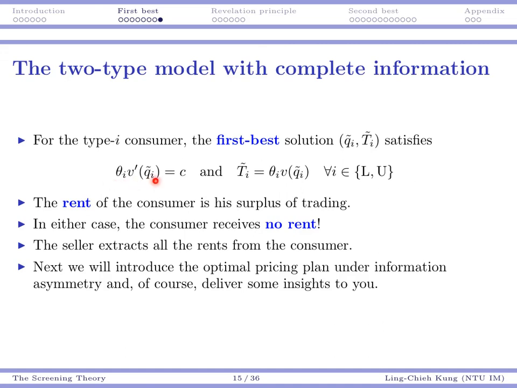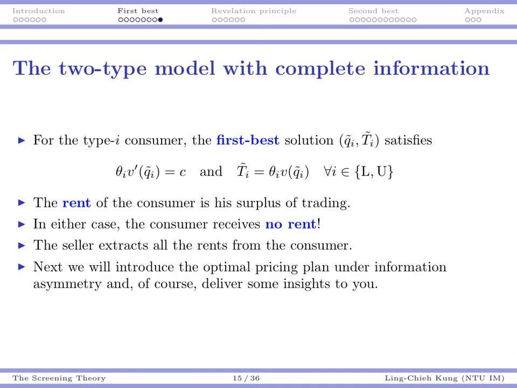So that's an optimal solution which should satisfy something like this. And then we can see that the consumer is going to earn no surplus or no rent. We like to call it rent in this kind of situation. So what does that mean? Each consumer is going to get some quantity Q tilde I by paying T tilde I. And he will realize that by paying that amount to get that amount of units, his utility will be 0. He will be willing to do that, but he is earning nothing. And that means the seller extracts all the rents from the consumer.